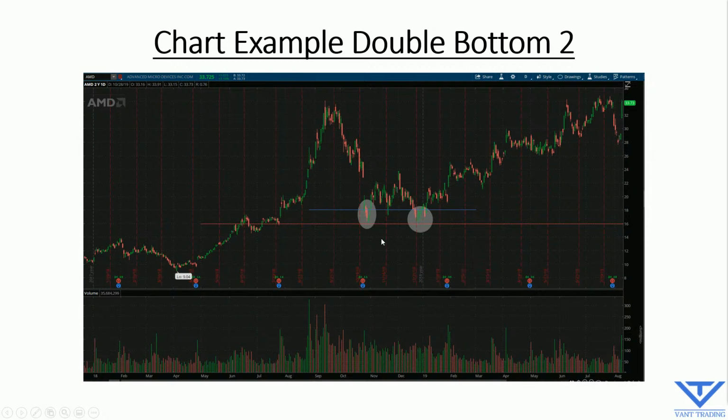Another double bottom, this one looking okay: pulled back, bounced, pulled back, bounced. I'm not going to hit you over the head with some of these charts because I've got some setups I like a little better coming up on some of these other ones.